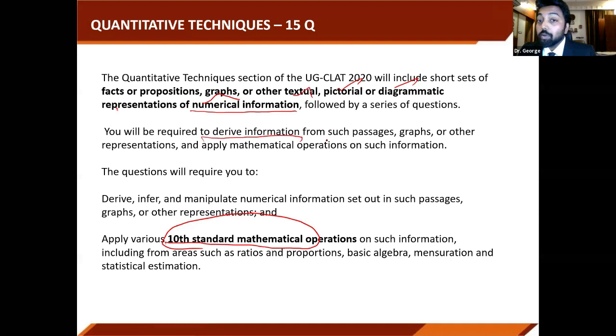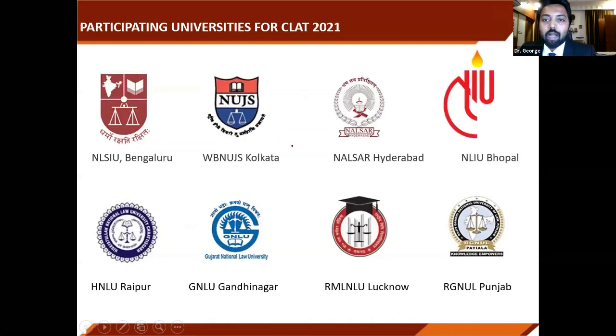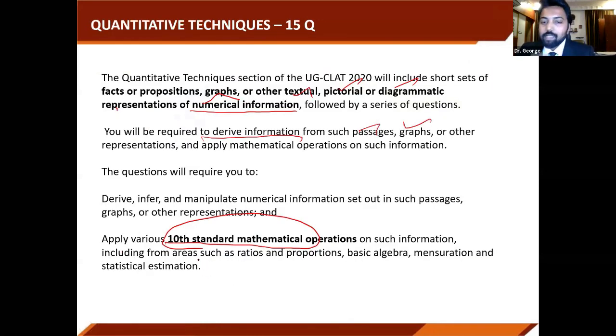So what are they asking you to do? You must be able to read information from passages, read information from graphs and any other representation. They've given us some basic information here: 10th standard level of mathematics, but of course they only say including, they don't give you the entire syllabus. They're saying including areas such as ratios and proportions, basic algebra, mensuration, and statistical estimation.